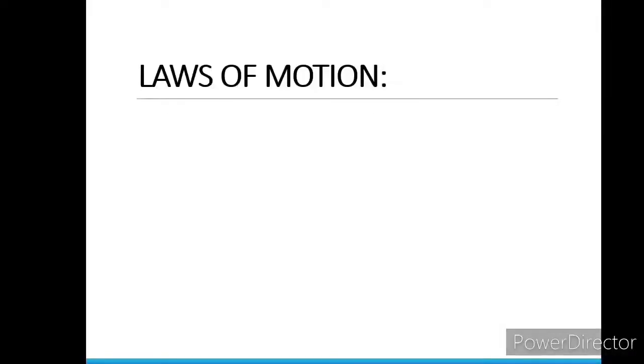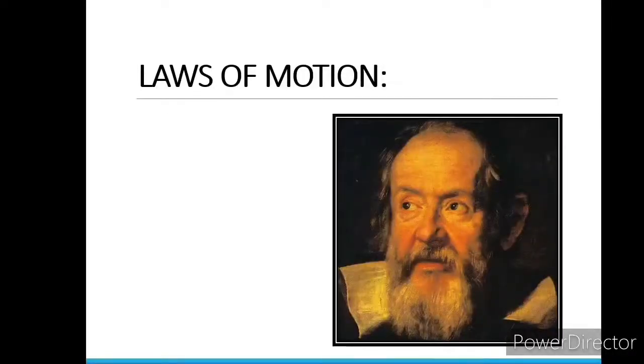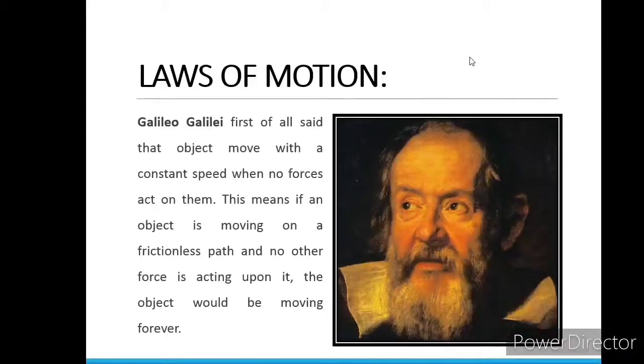Coming to laws of motion, first, I hope that you recognize the person in this picture. He is none other than the father of modern physics, Galileo Galilei. He was the first person after Aristotle to actually experimentally study what was happening to the objects which were in motion. So what Galileo found from his experiments was that objects move with a constant speed when no forces act on them.